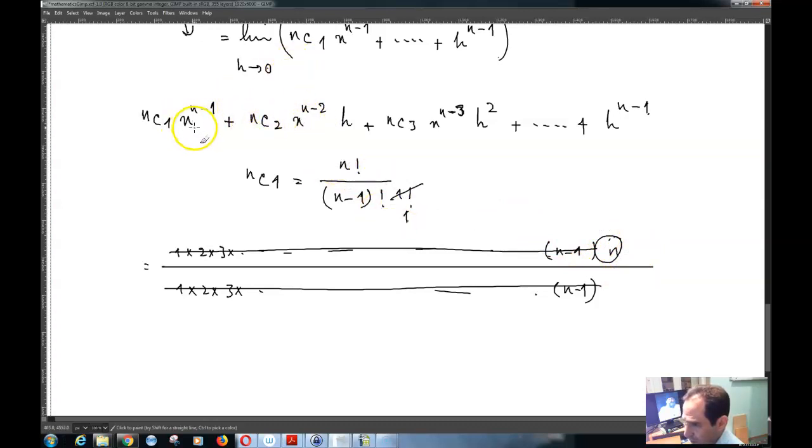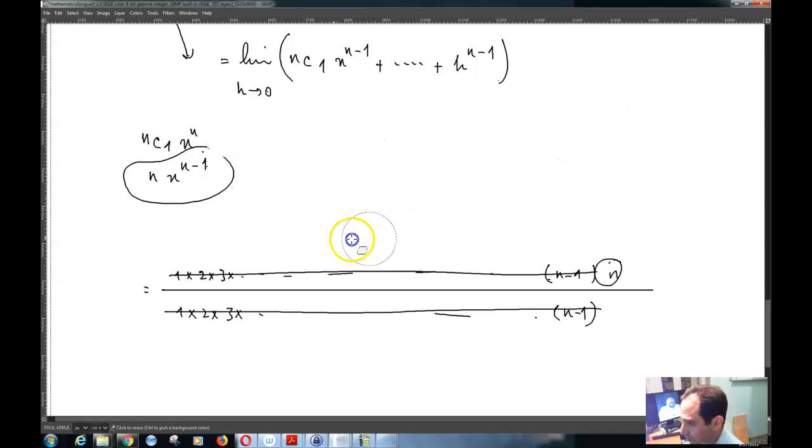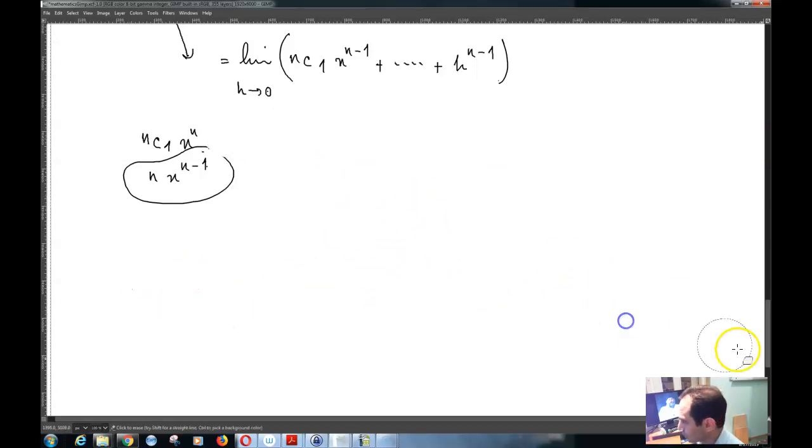So you can write this as n combination 1 x raised to the power n minus 1, which is the same thing as n times x raised to the power n minus 1. That is basically this term over here, and the rest of the terms are 0 because h is tending to 0. So in the limit, you have only this term, which is equal to n times x raised to the power n minus 1.